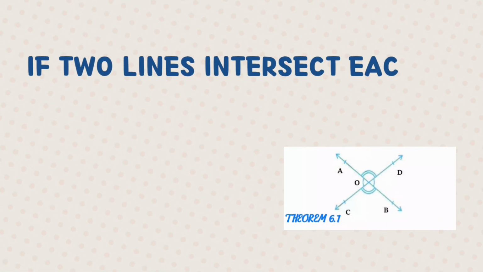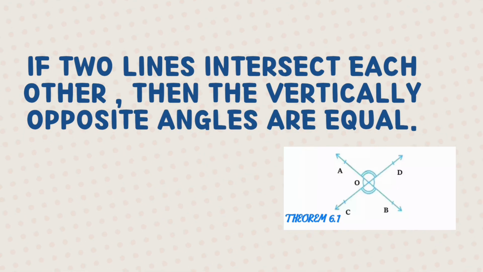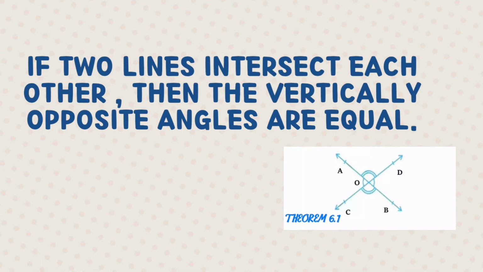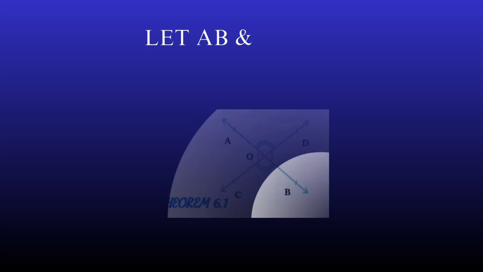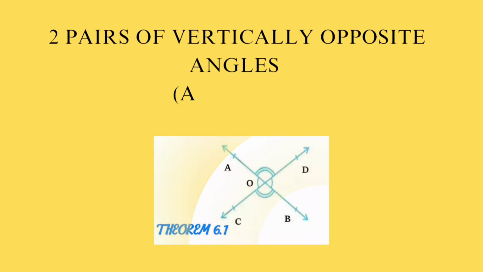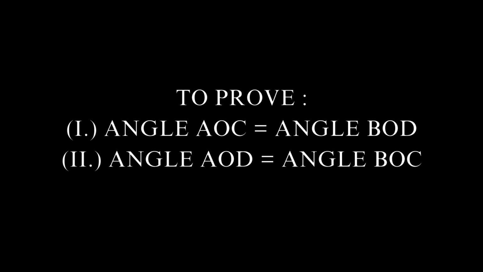Theorem 6.1 states that if two lines intersect each other, then the vertically opposite angles are equal. So this is the diagram for Theorem 6.1. Now, as per this diagram, let AB and CD be two lines intersecting at O. This produces two pairs of vertically opposite angles: angle AOC and angle BOD, angle AOD and angle BOC. Now we need to prove angle AOC is equal to angle BOD and angle AOD is equal to angle BOC.